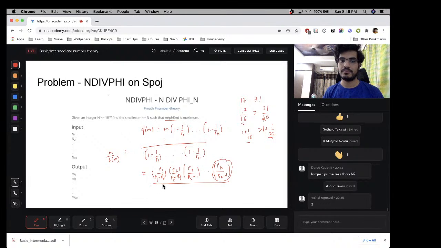And the solution will be: p1 is 2, p2 will be 3, p3 will always be 5, p4 will always be 7, and so on up to pk. The product is 2 by 1, 3 by 2, 5 by 4, 7 by 6, up to pk by pk minus 1. We find the maximum such product whose value is less than n. That will be the answer.